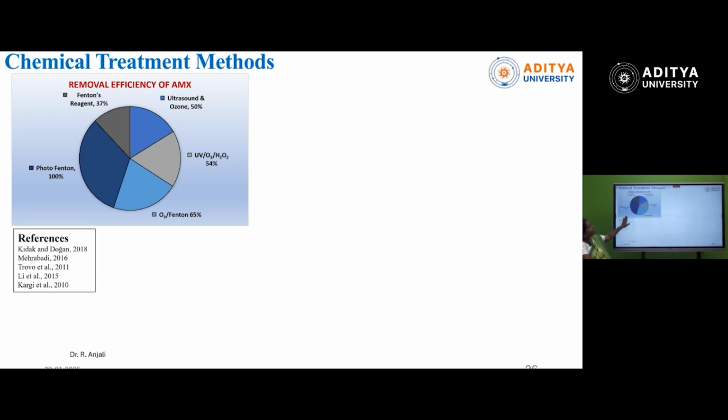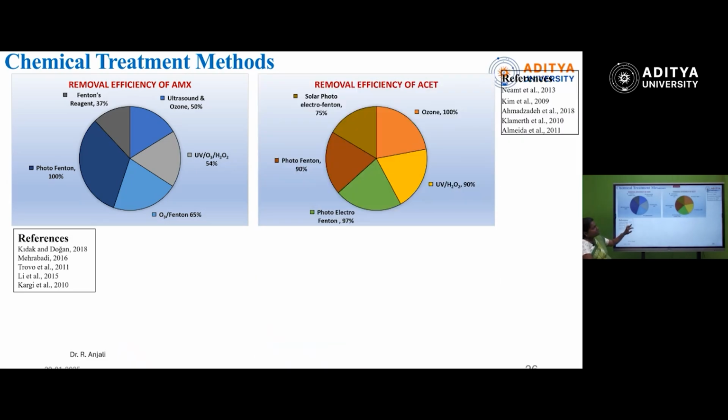So first you can see amoxicillin. In the period of 2010 and all, you can see more research happened on the removal of a single pollutant. Here you can see that amoxicillin is removed 50%. It may be a single treatment method, or a combination of methods, or a hybrid method. So you can see 65 percent, 54, and photo-Fenton is giving 100% removal. Another one you can see is paracetamol. Simply we will call it ACET. Here they focused on single removal, with a combination of different treatment techniques or maybe a single method. Almost 70 to 100 percent removal is achieved there.